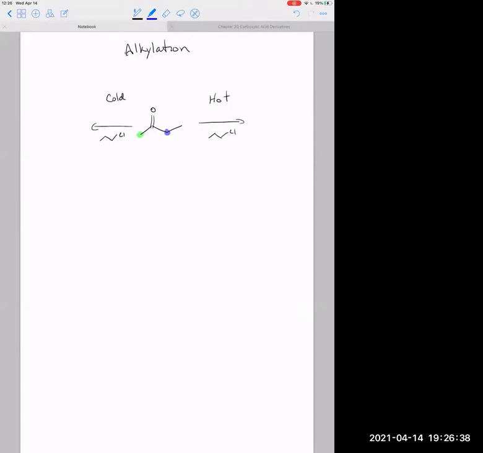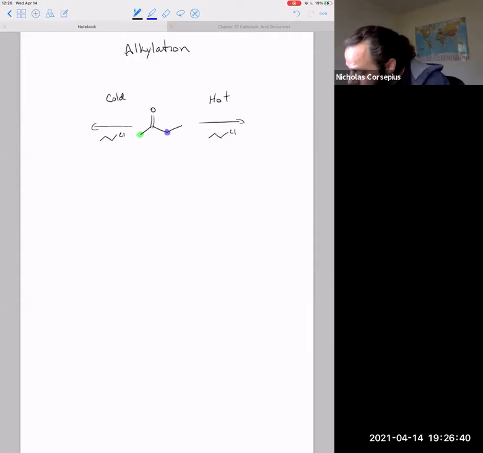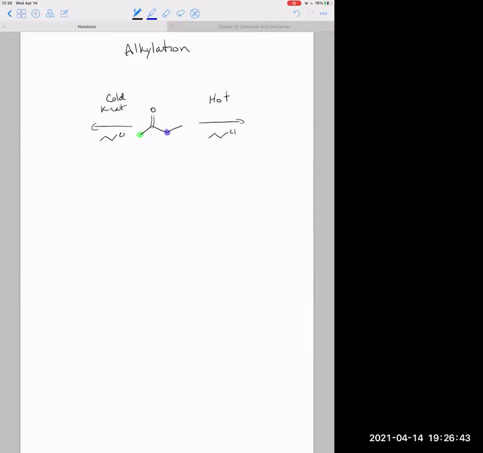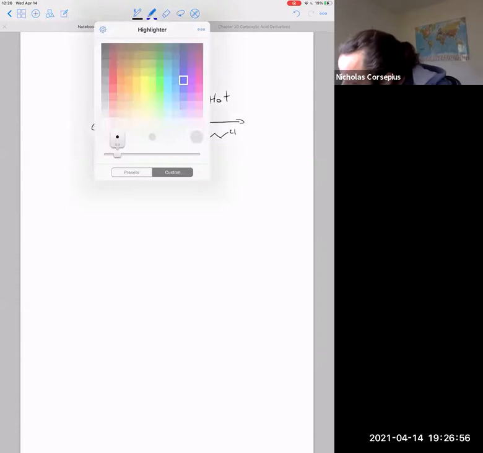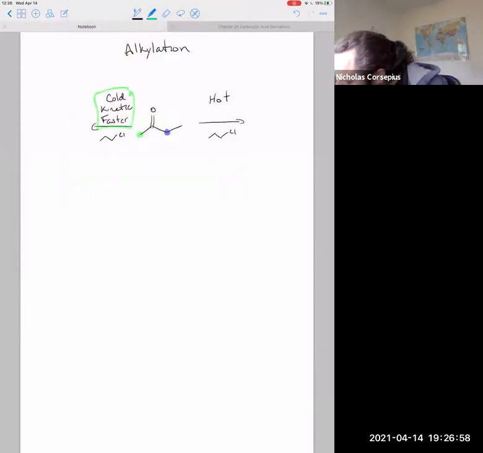Cold, the green one? Yeah. So cold, right? Low temperatures. This is the kinetic controlled one, which means that it's whichever one is going to happen faster. The green position is considered the faster position just because it's less sterically hindered. So at low temperatures, alkylation will occur at the less sterically hindered carbon. So in this case, I'm going to need 1, 2, 3, 4.